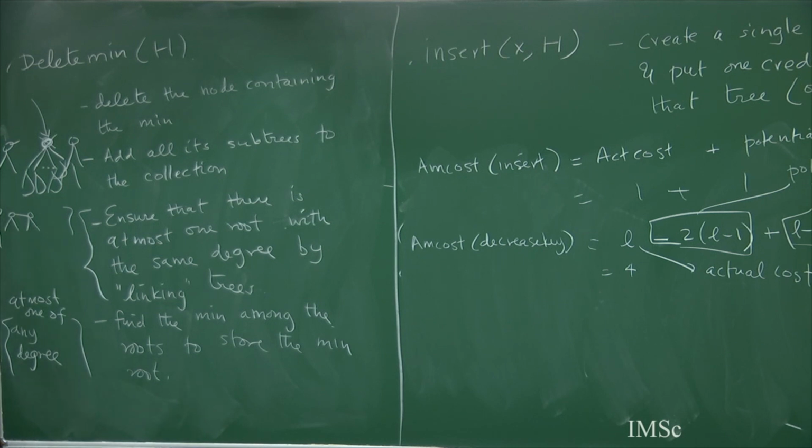There are a number of properties we used about binomial trees: height is at most log n, number of trees is log n. All that we are not going to use because they may no longer be true because of all the cuts this decrease key operation is doing. But we'll analyze the cost and then argue that it's actually under control. Okay, let's analyze the cost.